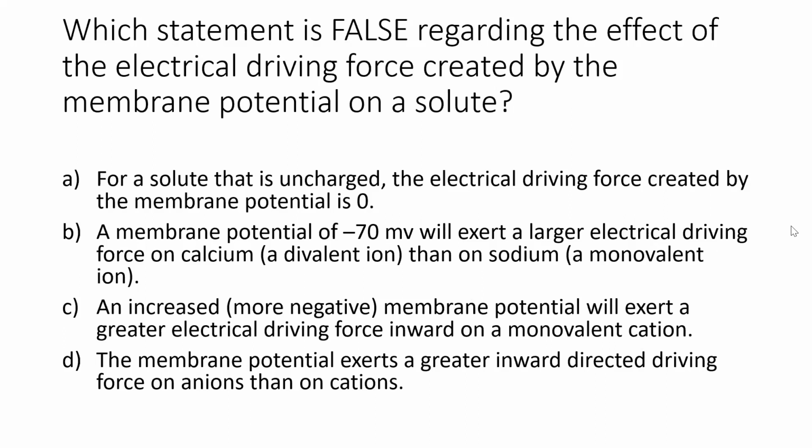So let's kind of break this down here. If it's a cation, it's positively charged, so it wants to get into the cell according to that electrical force. And we're saying if there's a more negative membrane potential, which simply means that the magnitude or the value there is bigger, we will have a stronger or greater electrical driving force. So C is also a correct statement. D, the membrane potential exerts a greater inward directed driving force on anions than on cations.